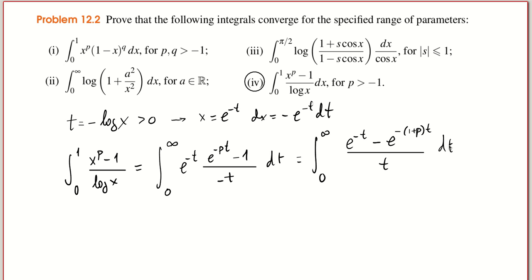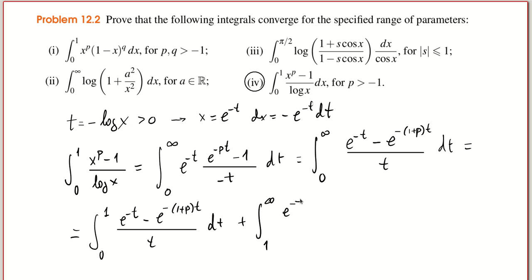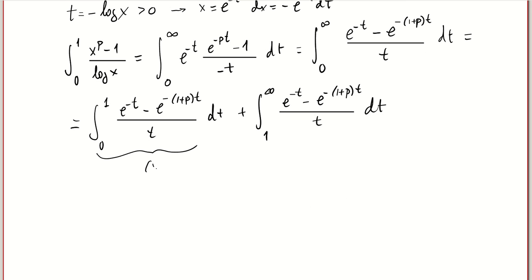Okay, we can split this integral in two because we may have a potential problem at 0 and another one, of course, at infinity, right? So let's separate this integral between 0 and 1: e to the minus t minus e to the minus 1 plus p t, divided by t, and then the integral from 1 to infinity, e to the minus t minus e to the minus 1 plus p t, over t dt. All right. Now let's focus on the first integral here.